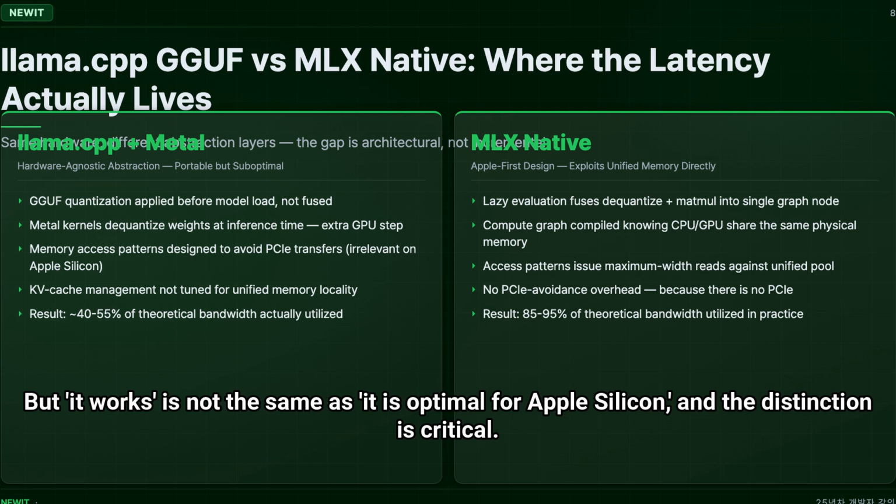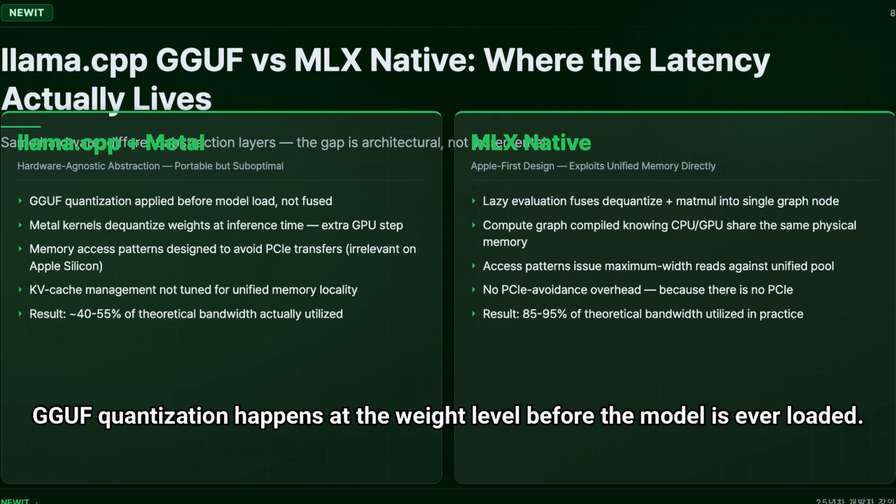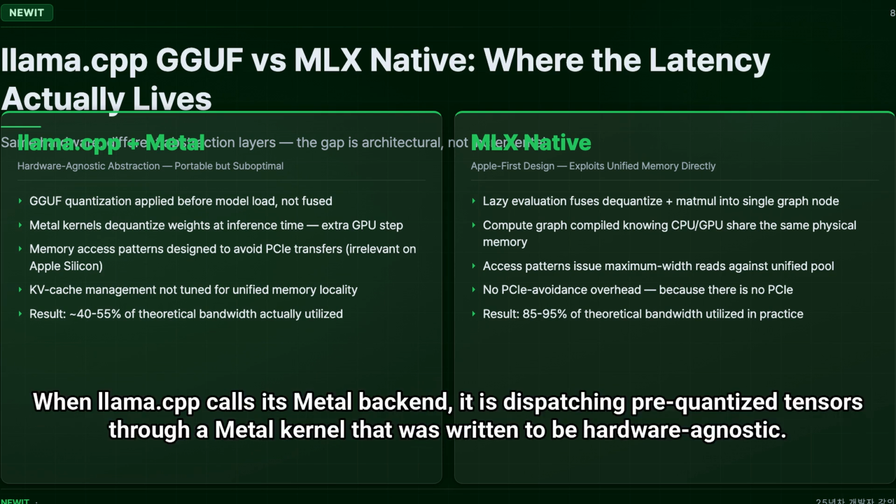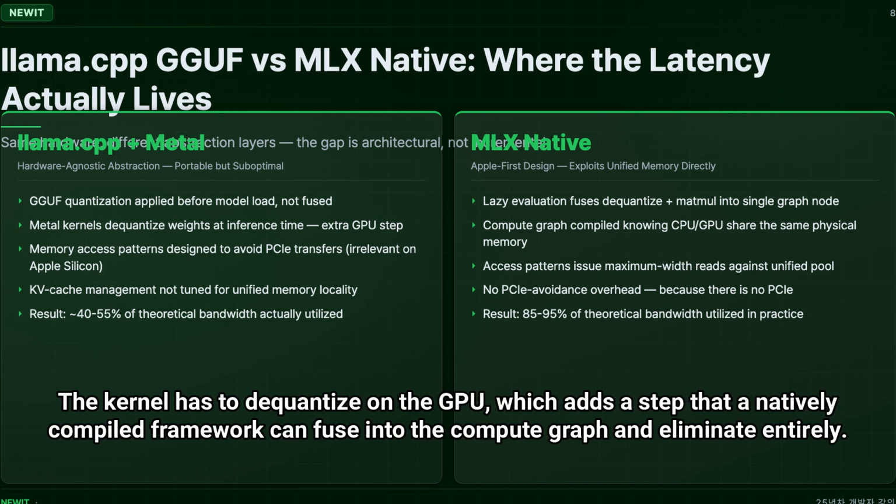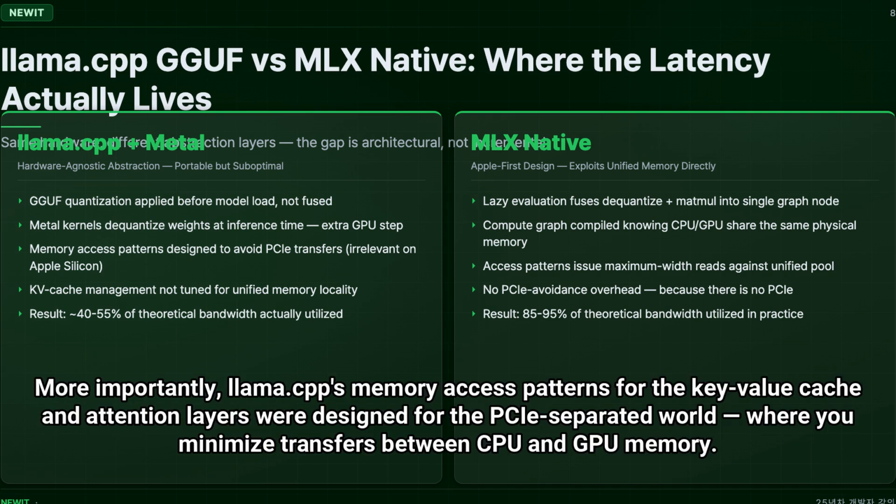GGUF quantization happens at the weight level before the model is ever loaded. When llama.cpp calls its Metal backend, it is dispatching pre-quantized tensors through a Metal kernel that was written to be hardware agnostic. The kernel has to dequantize on the GPU, which adds a step that a natively compiled framework can fuse into the compute graph and eliminate entirely. More importantly, llama.cpp's memory access patterns for the key-value cache and attention layers were designed for the PCIe-separated world, where you minimize transfers between CPU and GPU memory.